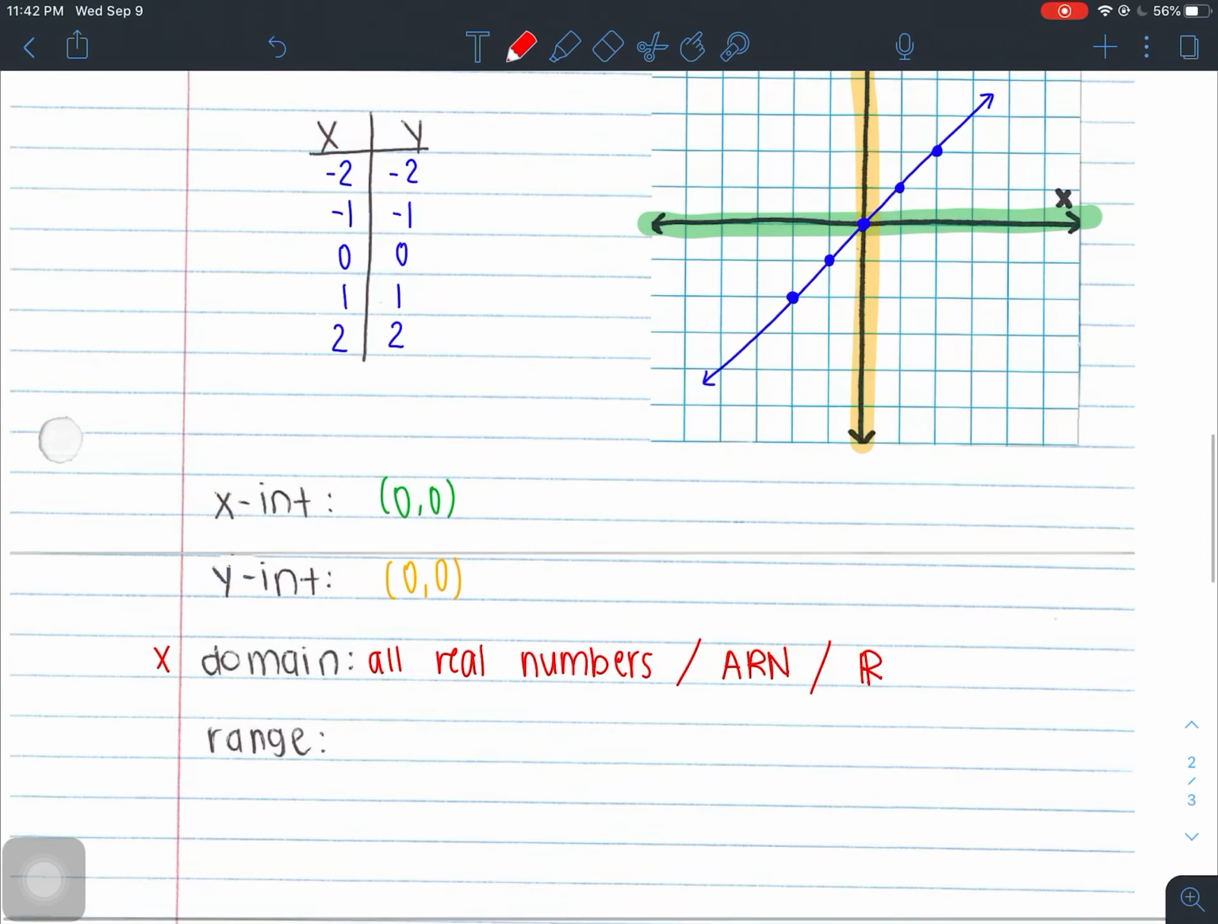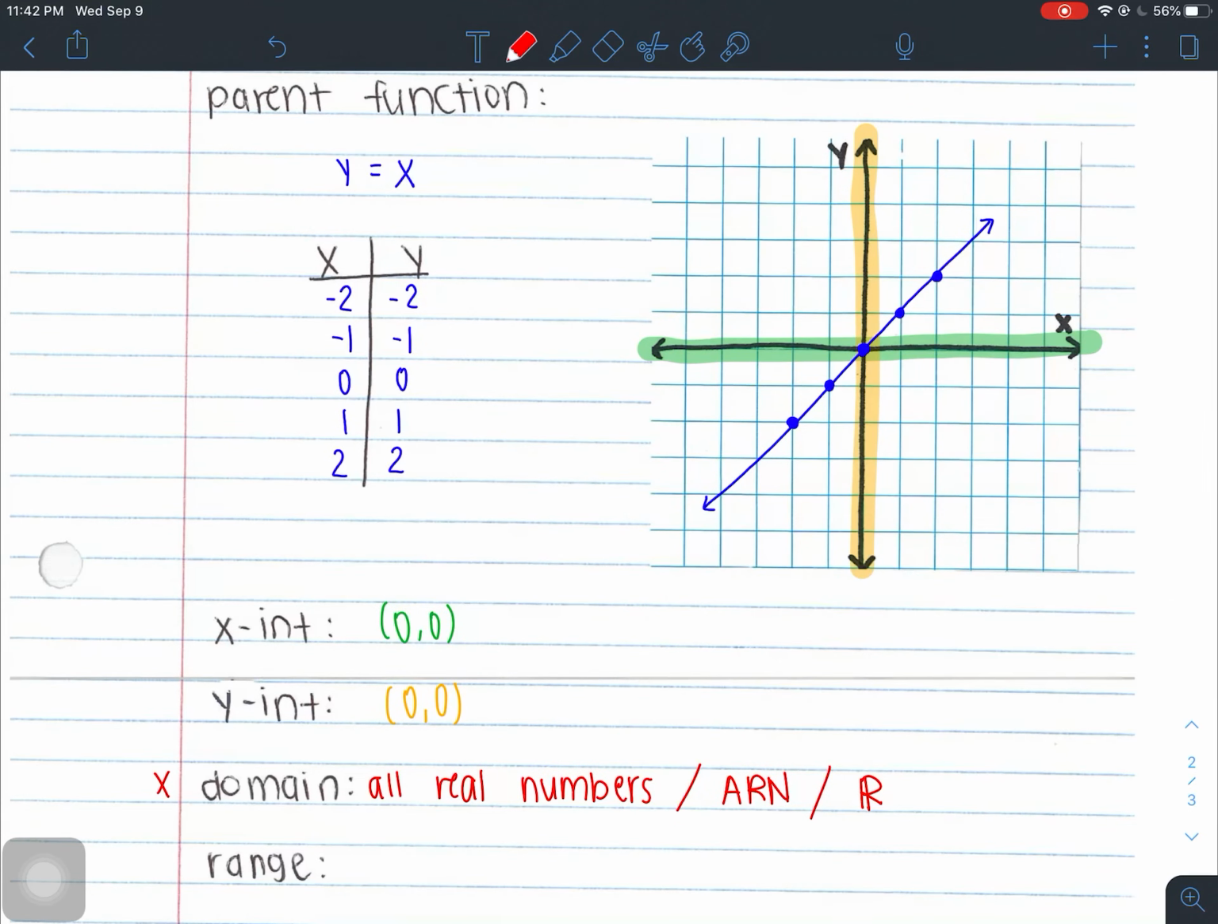So again, why is my domain all real numbers? Well, domain is associated with my x values. If I look at my x-axis, which goes left to right, and I look at my blue graph, it goes on forever to the left and forever to the right. So it's infinite both ways. So I'm saying it's all possible, every single number, all real numbers.